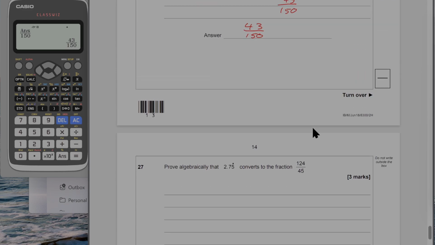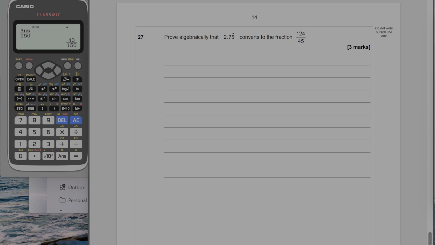Okay, question 27. Prove that 2.75 reoccurring converts into a fraction. Okay, so I'm going to say that x is equal to 2.75 reoccurring. So I'm going to multiply by a power of 10 to make my decimal pattern overlap. So I'm just going to times by 10, so 27.5 reoccurring. So now if I take them away from each other, that would give me 9x is equal to 27.5 minus 2.7, which is 24.8. Right, so technically then x is going to be equal to 24.8 over 9, which is the same as 248 over 90, which is going to be equal to 124 over 45.